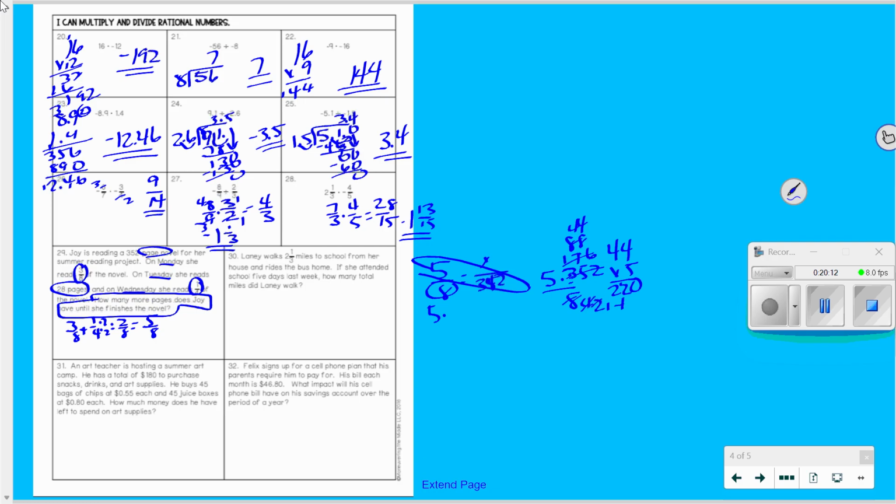So she's already read 248. There's 352 minus the 248 total, meaning she still needs to read 104. So she has 104 pages left.